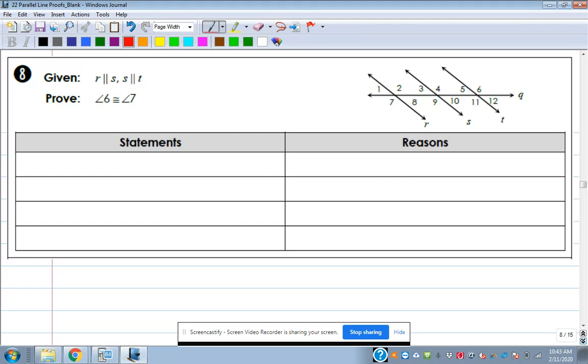Number 8, they give us 2 line sets that are parallel to that. So that's nice. R parallel to S, S parallel to T, given. Yes. Transitive property allows that to the parallel lines to work with that.